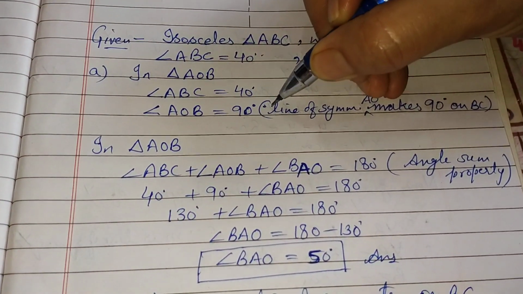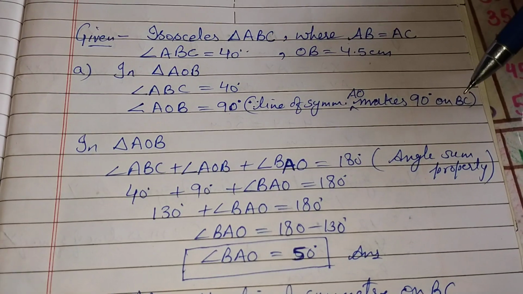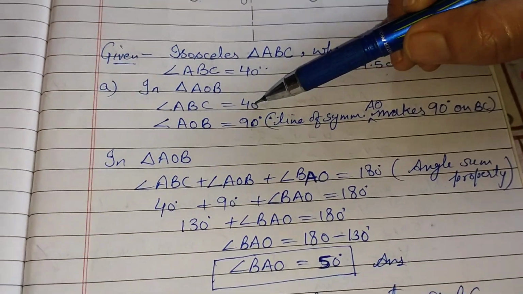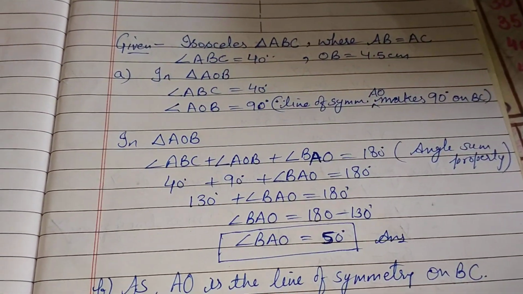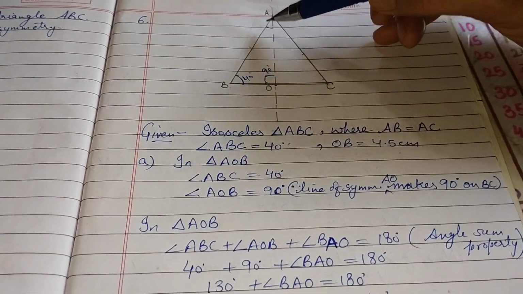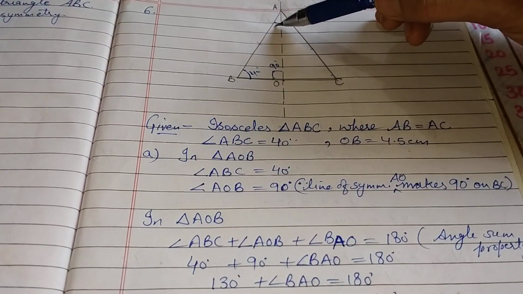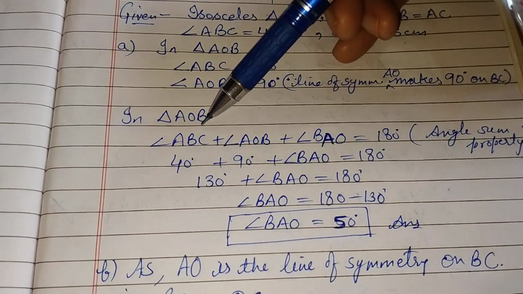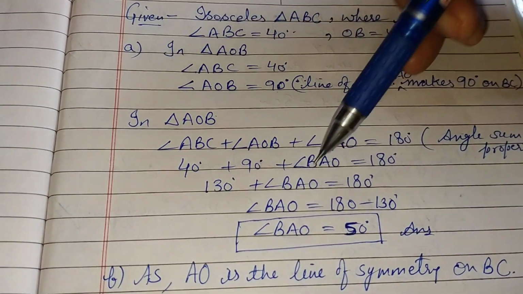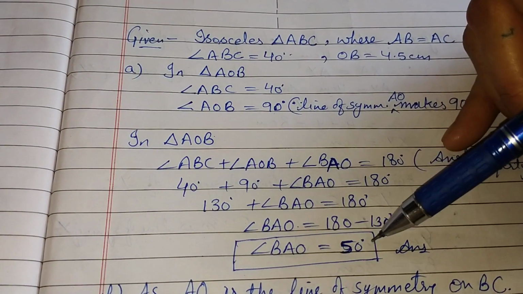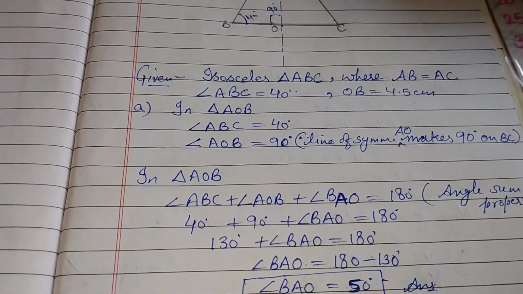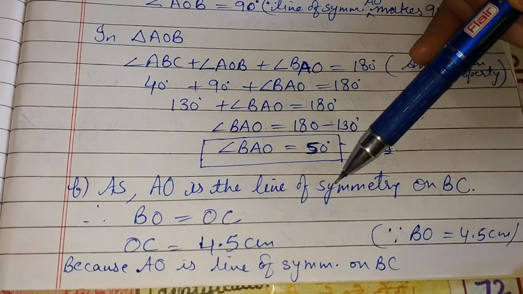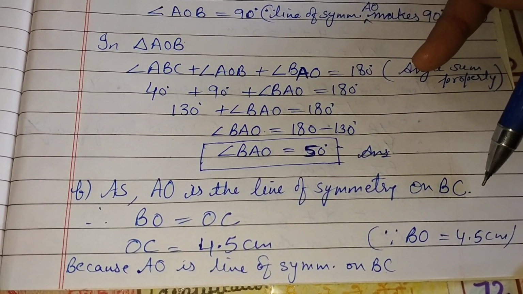Because line of symmetry AO makes 90 degree on BC. This is 90 by angle sum property. See, this is the triangle, and by using angle sum property we can find this angle. You already know angle sum property. After adding these two angles, we can find the third angle: angle BAO is equal to 50 degree. This is the answer.